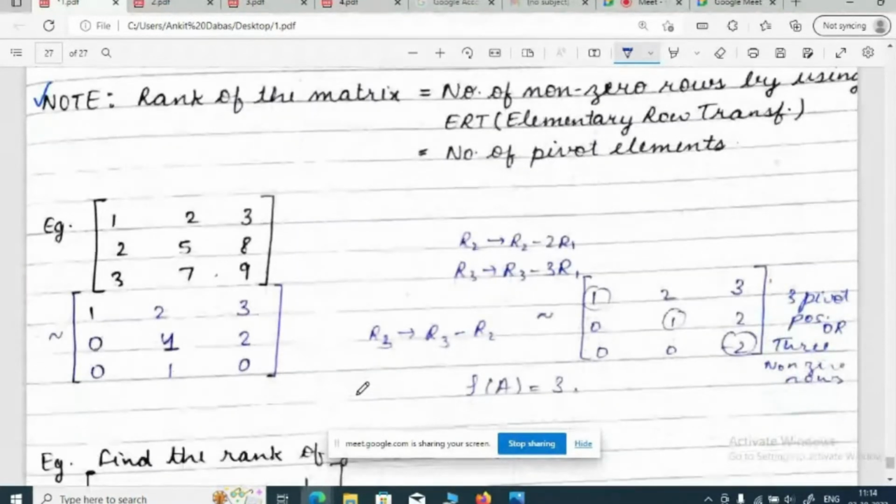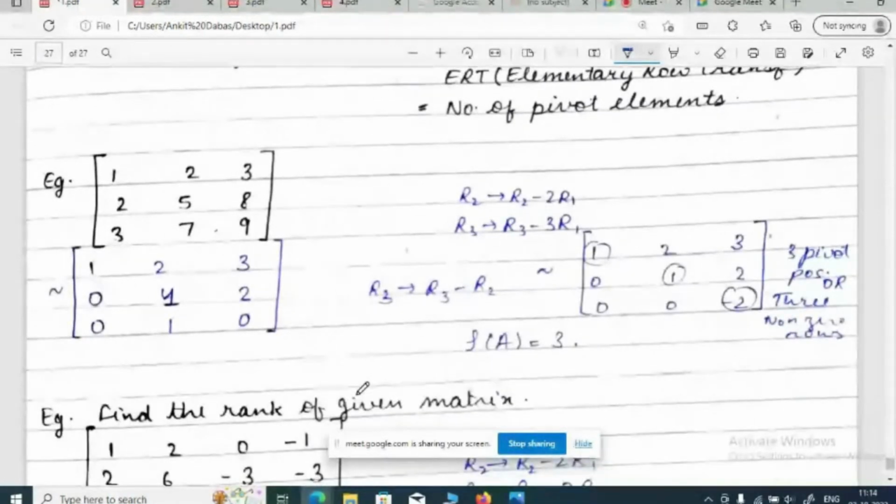So if we have this matrix, and you are asked to find the rank of this matrix 1, 2, 3, 2, 5, 8, 3, 7, 9. What we will first check is whether this entry is non-zero or not. This is non-zero. We can move to the second step to convert this entry to 0 and this entry to 0, similar to the above.